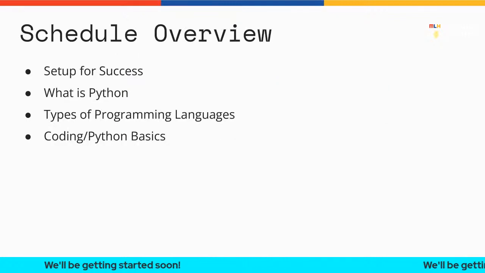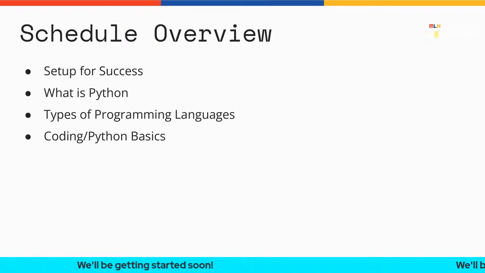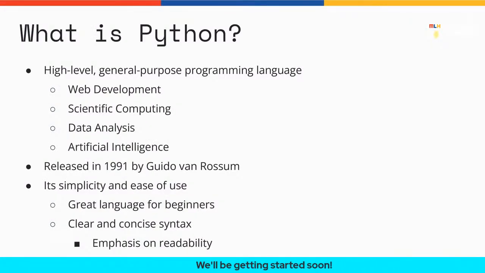So a schedule overview. We already did some of this, which is set up for success. What is Python? The type of programming language Python is. And the basic coding and building blocks for Python. I'm going to click through this a lot just so you get to see what we didn't get to see yesterday.